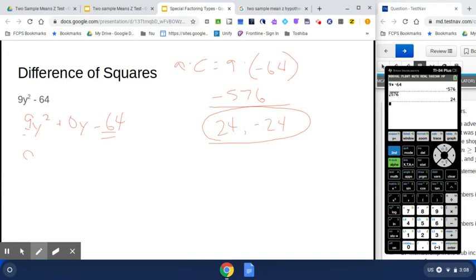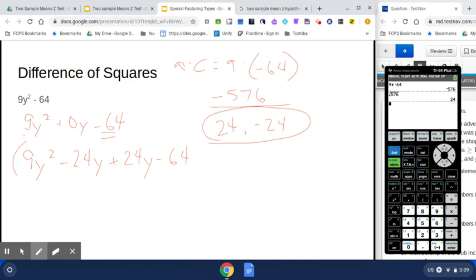I'm going to rewrite my trinomial, 9y squared minus 24y plus 24y minus 64. It doesn't really matter the order in which you put that positive and the negative. I actually just realized that I had the positive written first and the negative written second, and then I just reversed them. It doesn't matter. You could put the positive 24y and then the negative 24y. Just be careful of your signs.